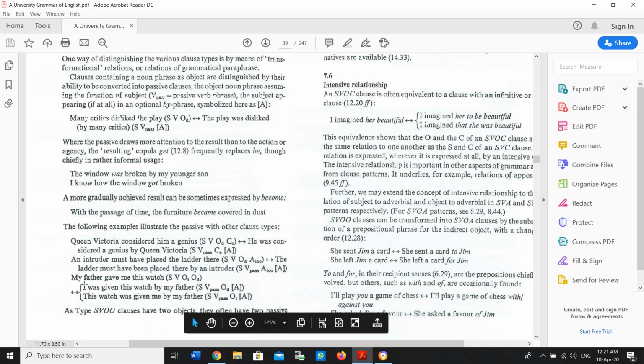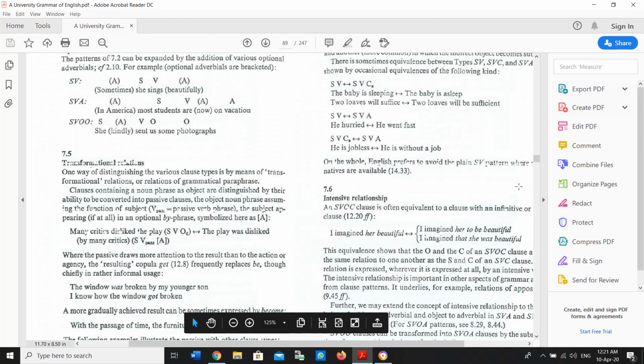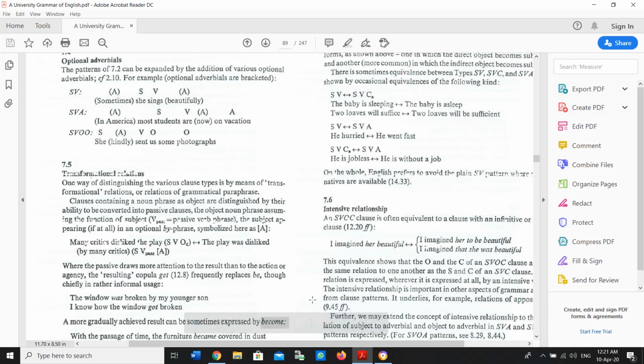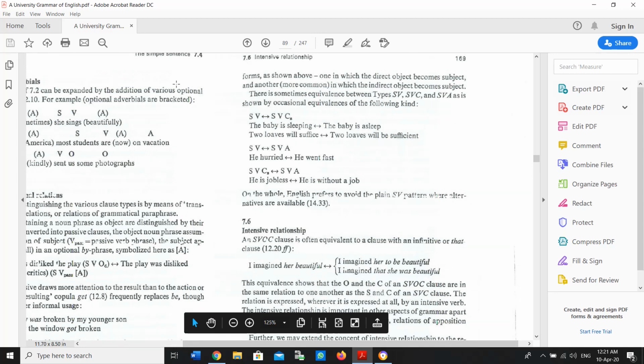So I have two passives. Suppose I ask you to use the transformational relation with this sentence, and you are going to give me only one sentence. This is half mark you are going to take, because since there are two objects, I expect you to give me two passives. Now, another type of transformational relation is by expanding the clause type.